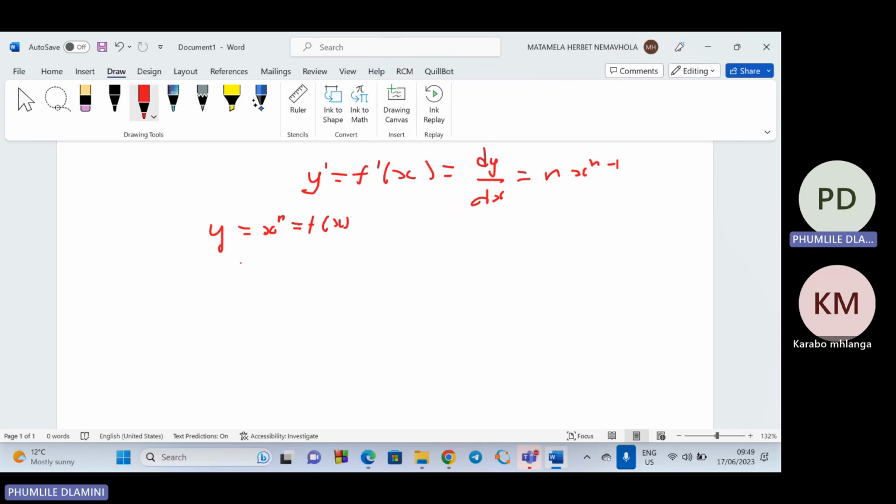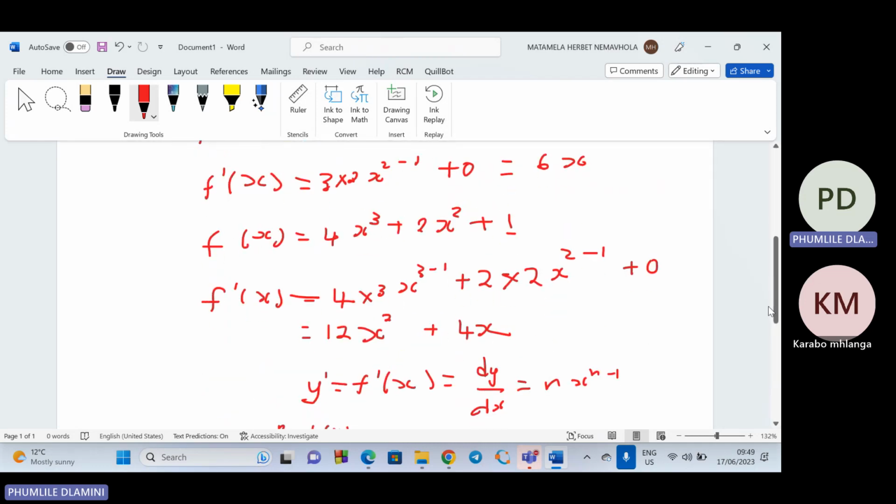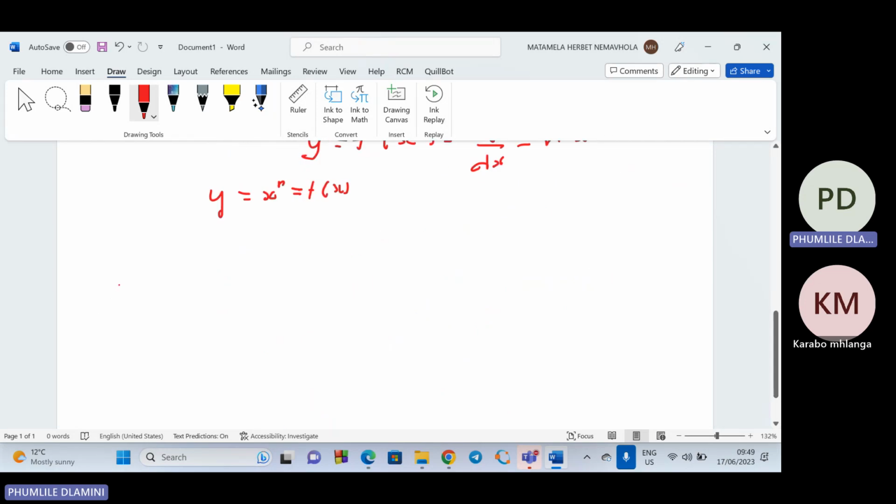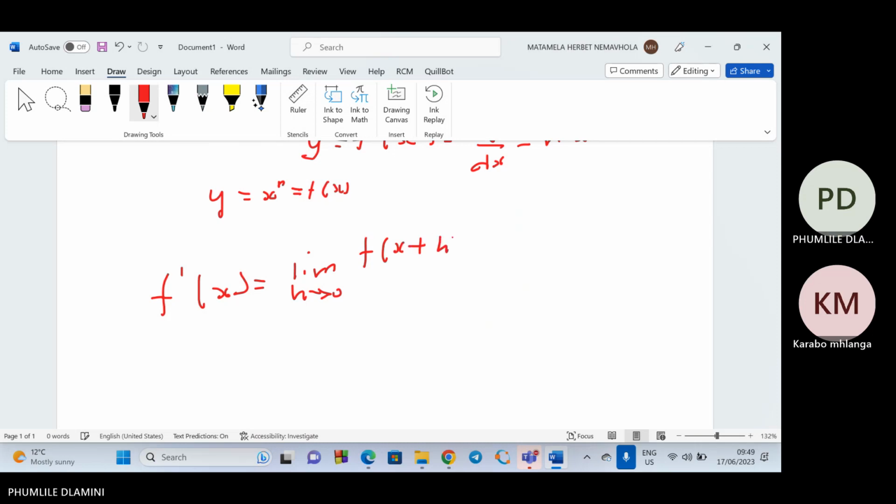Now this rule is coming from the limit. You might have done it, or you haven't done it yet, but you have a formula which says f prime of x is equal to the limit as h approaches 0 of f of x plus h minus f of x, divided by h. This rule, we used it to find f prime before.